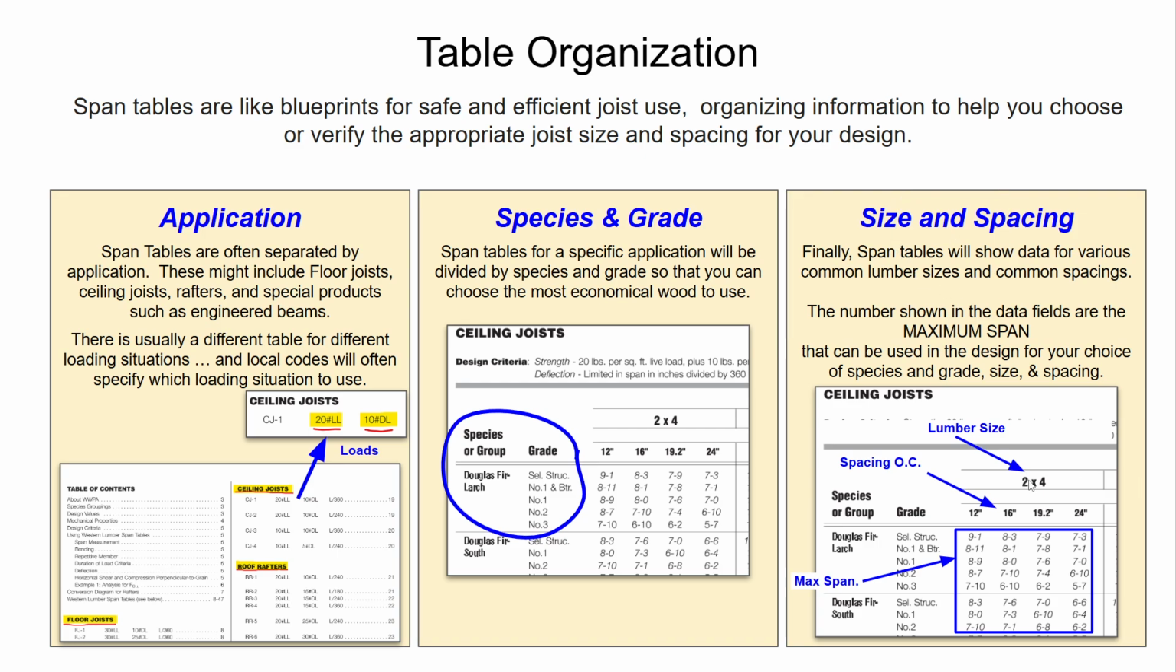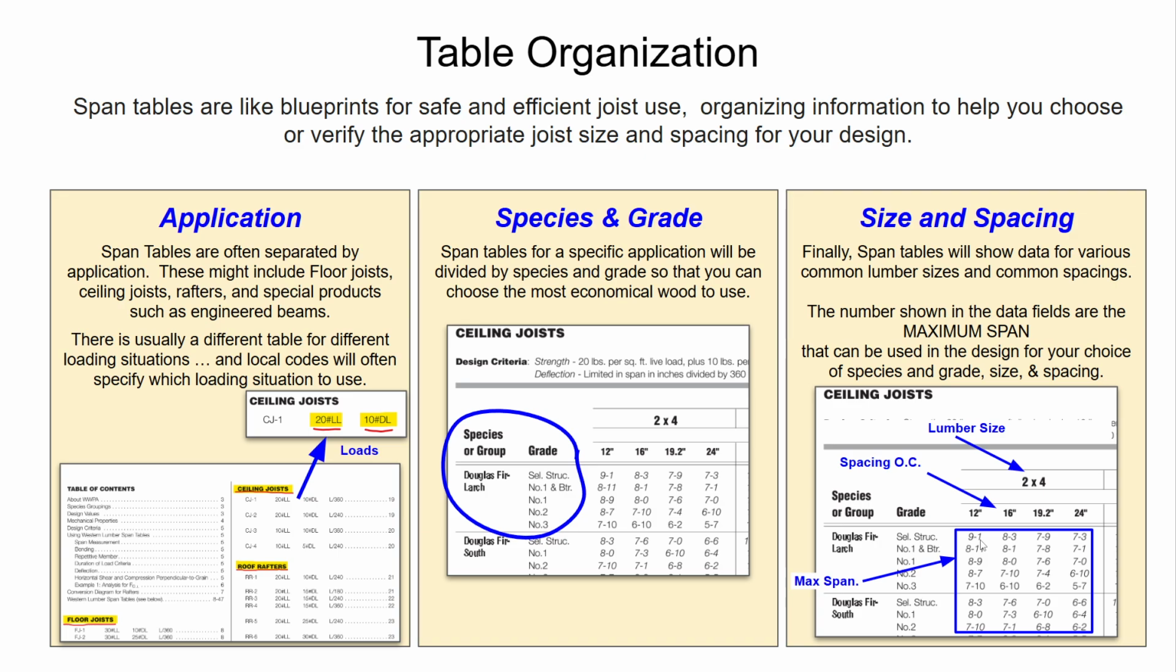And remember, first you look for your lumber size. What size have you chosen? 2x4, 2x6, 2x8, so on and so forth. And then what spacing have you chosen in your design? And then you can look up your max span. And the way you would read this one right here is 9 foot 1 inch.